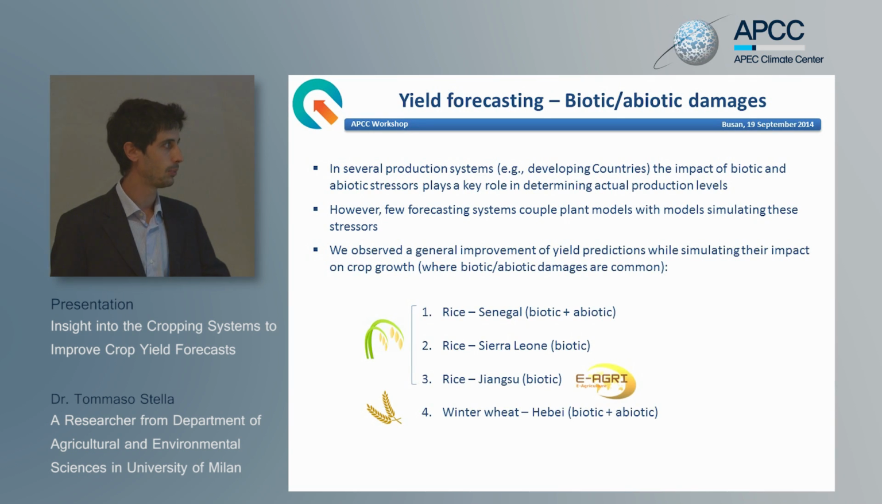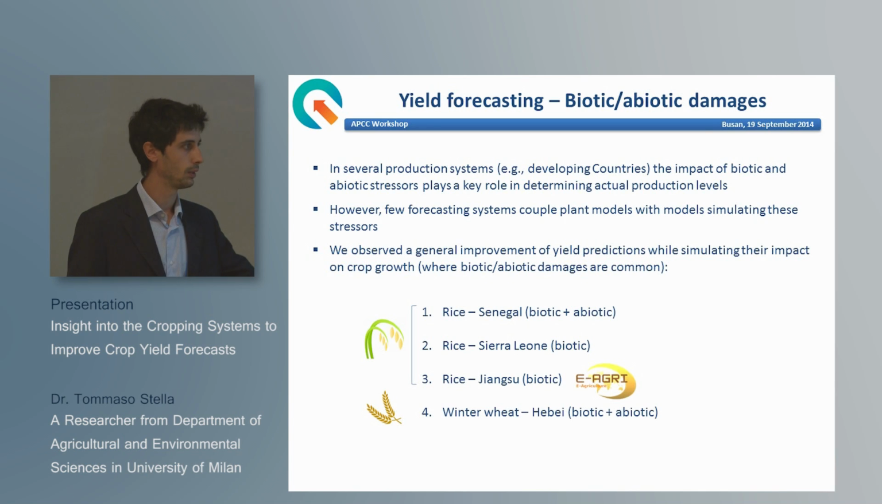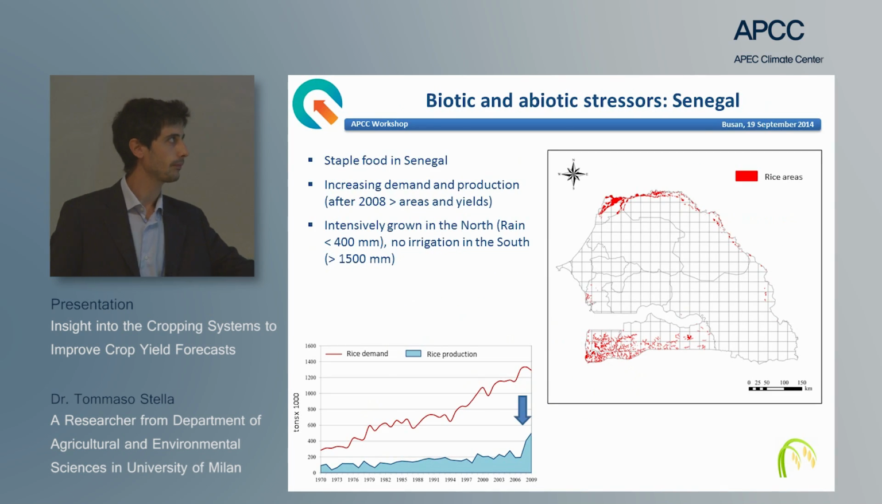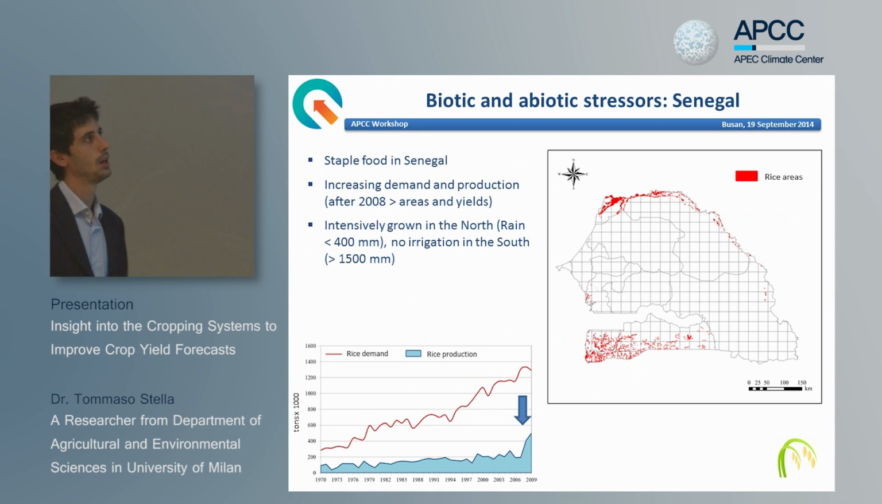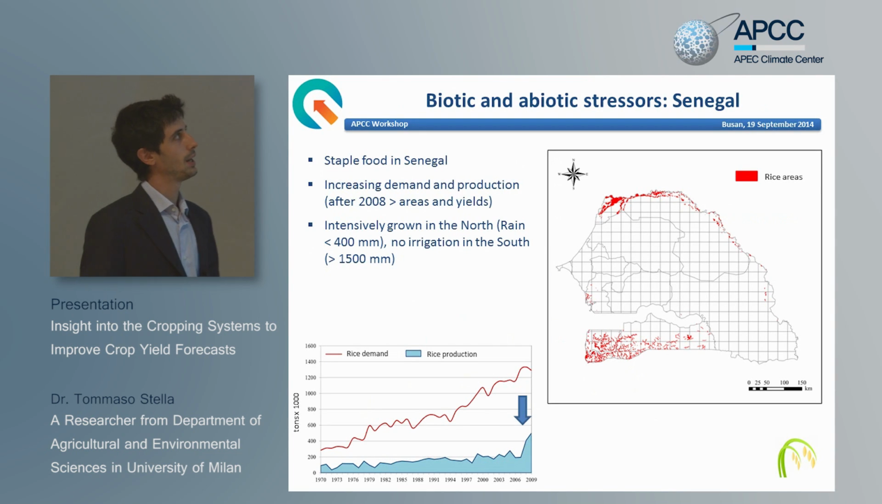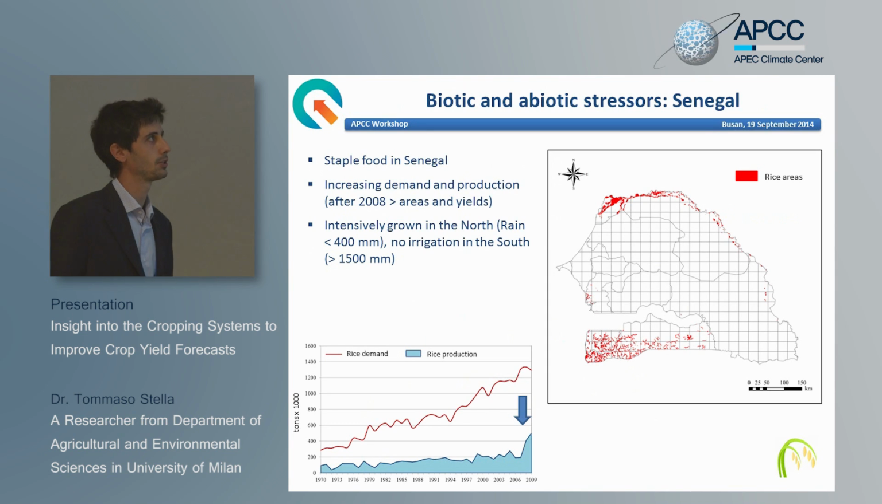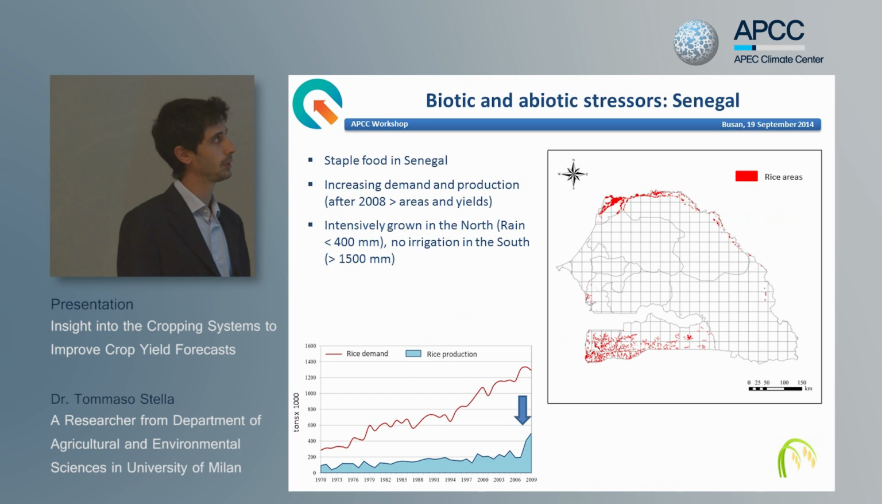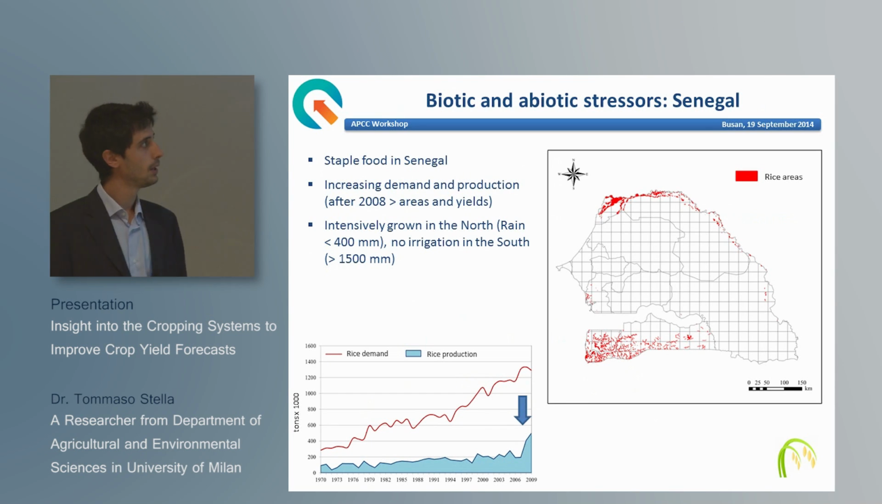We have some examples, three examples on rice, both in African and Asian conditions, and one on winter wheat in the Chinese province of Hebei. So the first example is rice in Senegal. Rice is a staple food in Senegal, and there is an increasing demand for rice, and also an increasing production since 2008 after the food crisis.